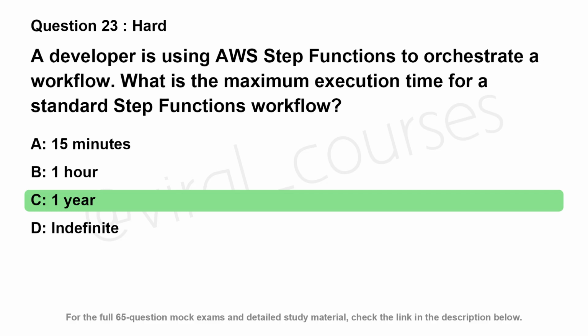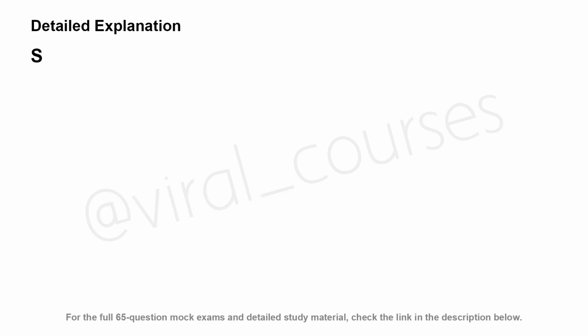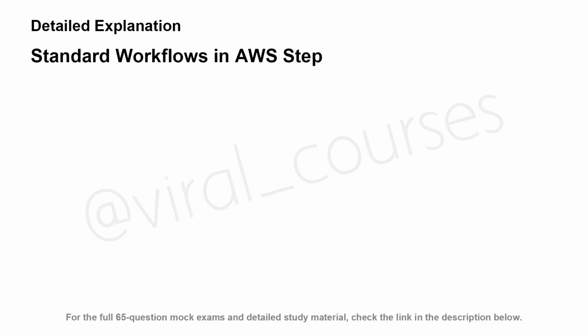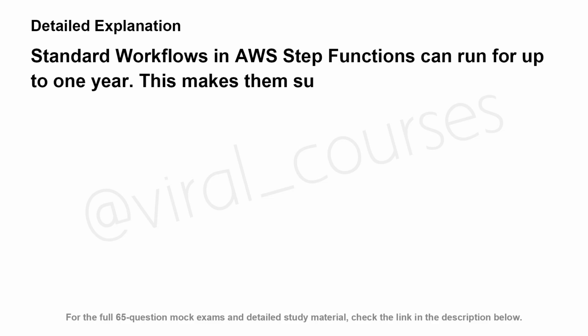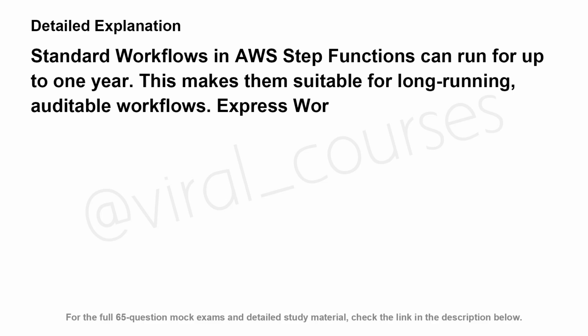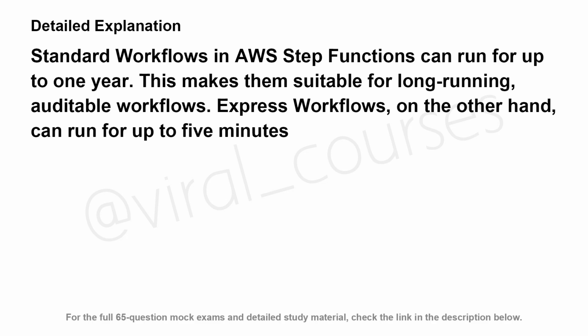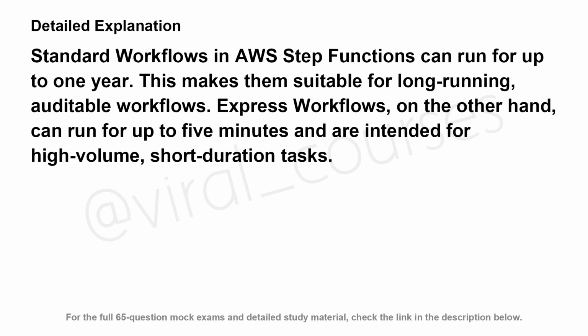The correct answer is C. Standard workflows in AWS Step Functions can run for up to 1 year. This makes them suitable for long-running, auditable workflows. Express workflows, on the other hand, can run for up to 5 minutes and are intended for high-volume, short-duration tasks.